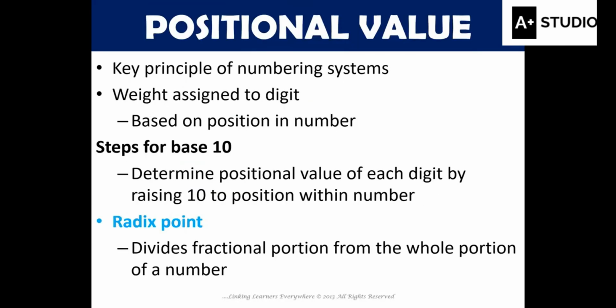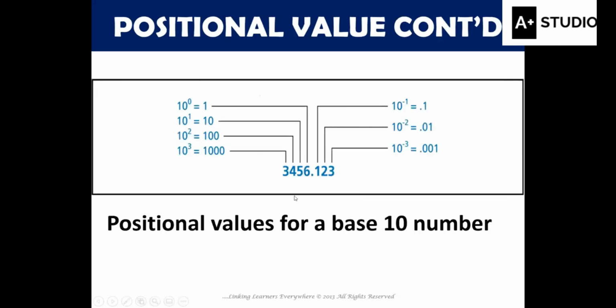Okay, so first of all, we will take a number in base 10, find out the positional values, and then we'll be able to find out why it is referred to as base 10. So, for example, this number 3456.123. Now, if you look at the number 6, the positional value of the number 6 is in the position of ones. I hope you know ones, tens, hundreds. So when you say ones, it means you are raising the digit to the power 0. So it means that 6 has a positional value of 0.